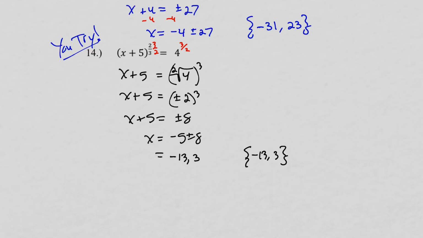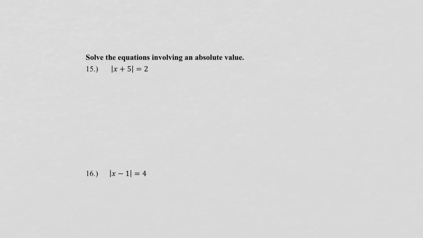And we're going to go ahead and move on to the next type of equation, which is absolute value. Okay, so let's take a look at absolute value, number 15. Just want to point out a few things first. Recall that for example, the absolute value of 4 is 4 and the absolute value of negative 4 is 4. Now why is that? Because the absolute value is the distance from 0.